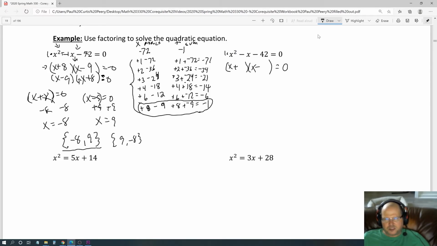It works either way. So we're looking for two numbers that multiply to negative 42 and that add together to negative 1. Okay, so we know the stronger one is going to be negative, and the weaker one is going to be positive, right? Multiply this together, we get negative 42. We also have 2 times negative 21, 3 times negative 14, and 6 times negative 7. And these are, of course, all equal to negative 42.